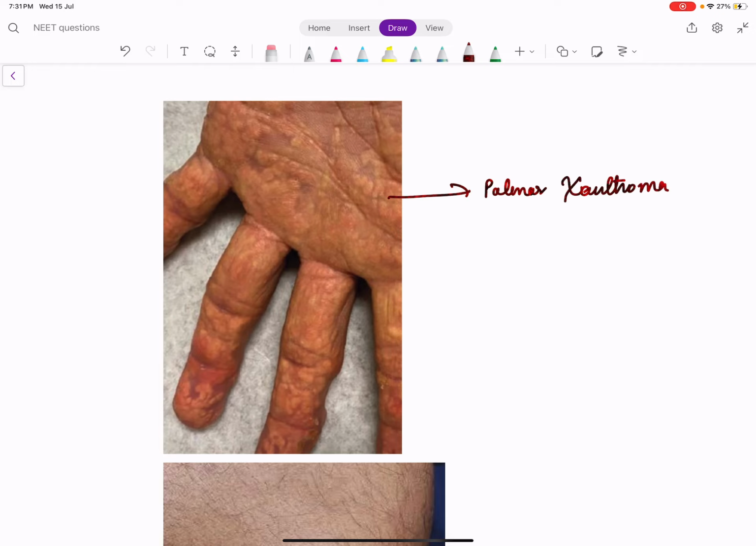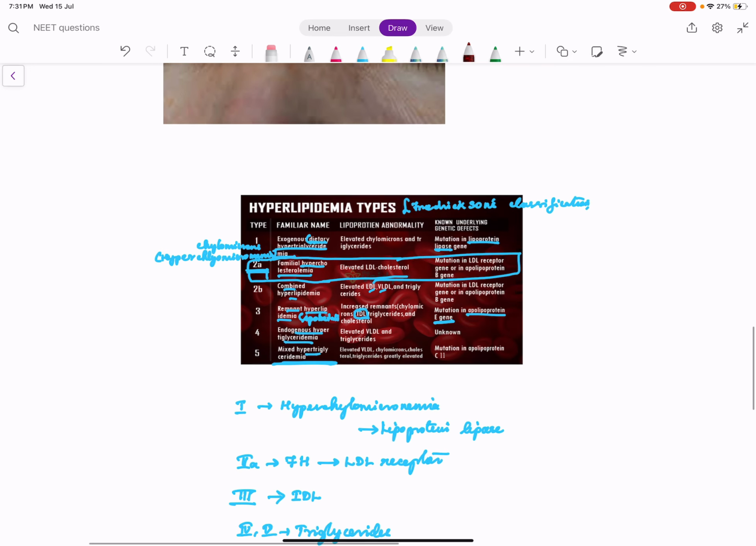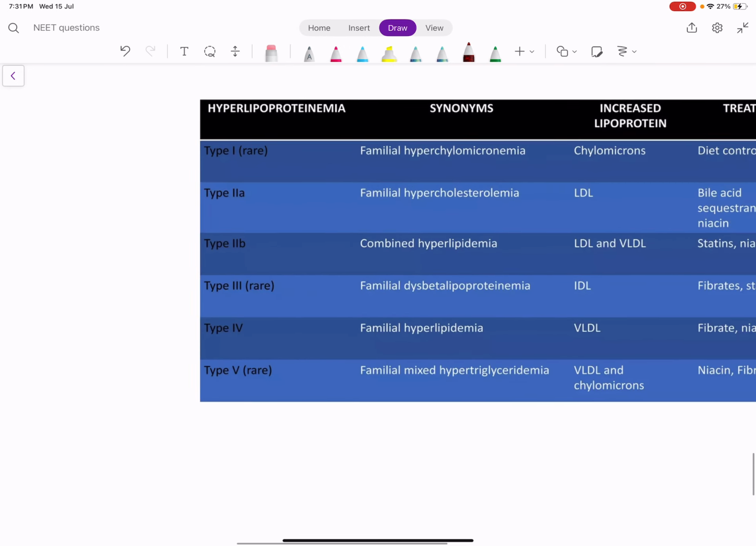Palmar xanthoma, this is also a very important one-liner. It's a typical feature of type 3 hyperlipidemia or familial dysbetalipoproteinemia. Okay, this is also a summary slide.